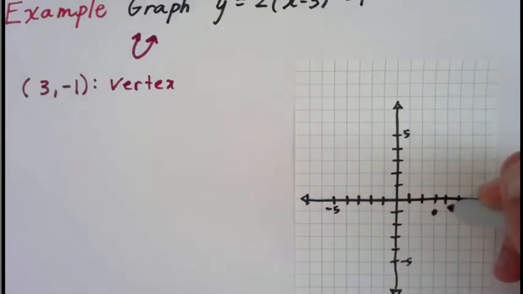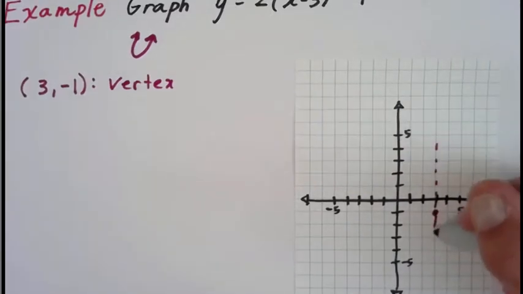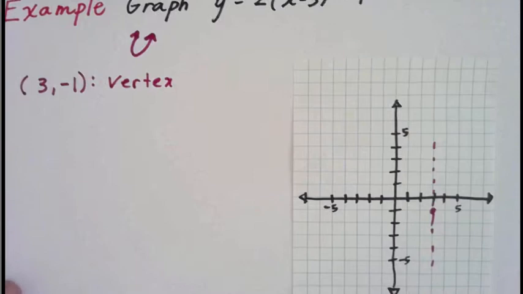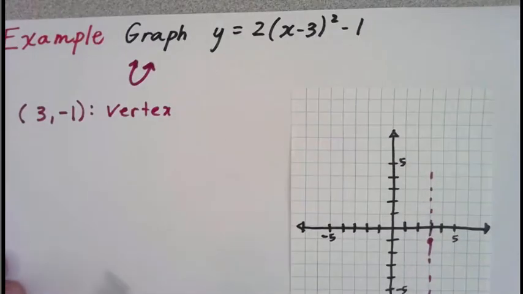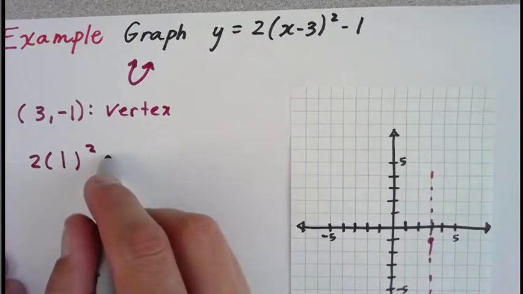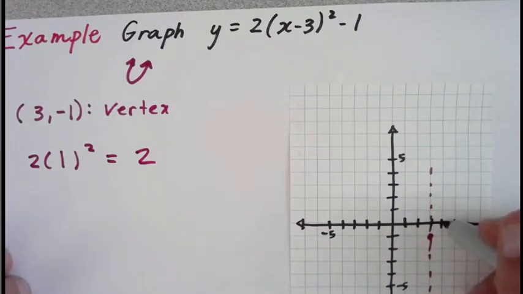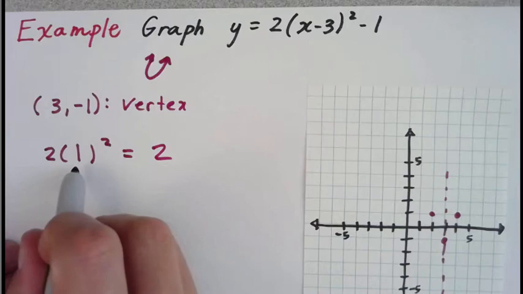Now this parabola is going to open up. You can draw the axis of symmetry through if you need to. Now I can look at that 2 and think about 2 times some quantity squared. If I go 1 to the right, I get 2. So if I go 1 to the right, I go up 2 right here, and 1 left and up 2. It's the same thing whether it's positive or negative that you plug in here.